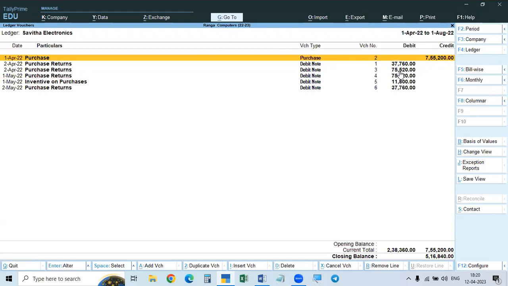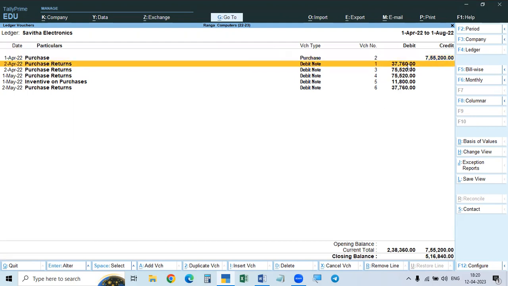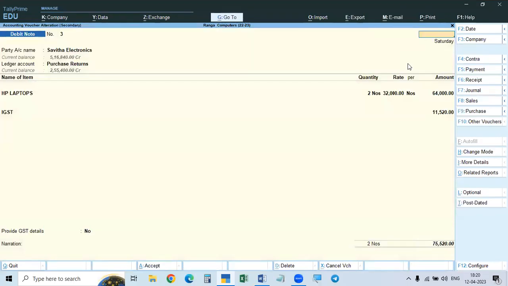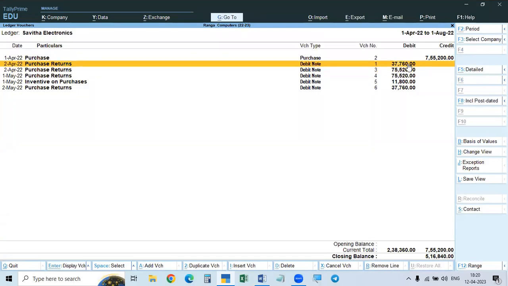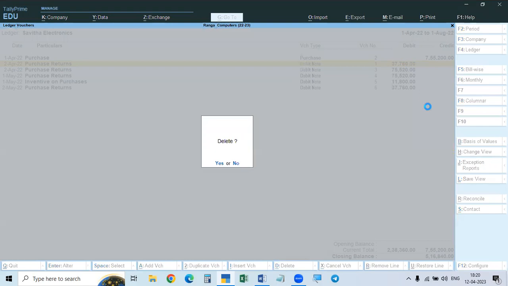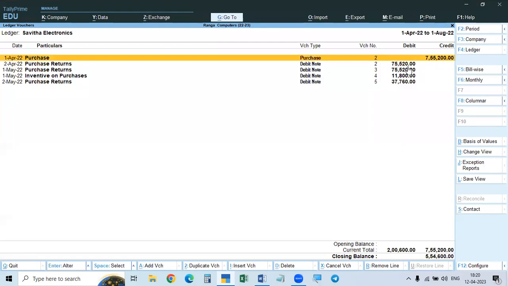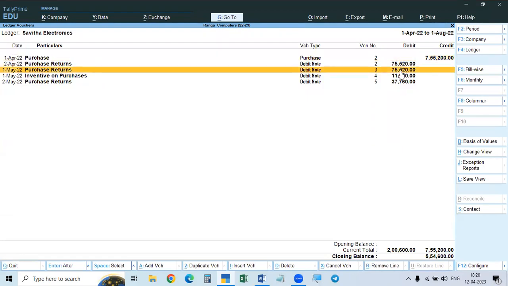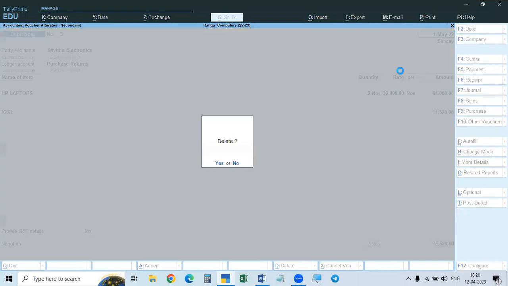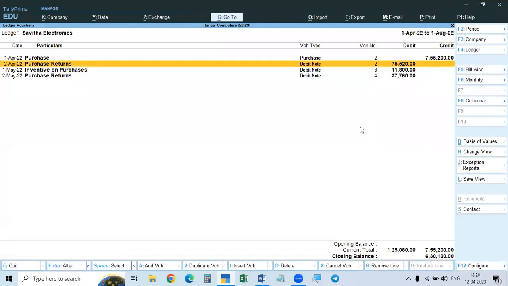Now we made it as 2 numbers. This we will reduce. We will delete this. All this we will delete. Okay, his account is created. Now his account is debited. Wait a minute, I will delete later. So his account is debited.